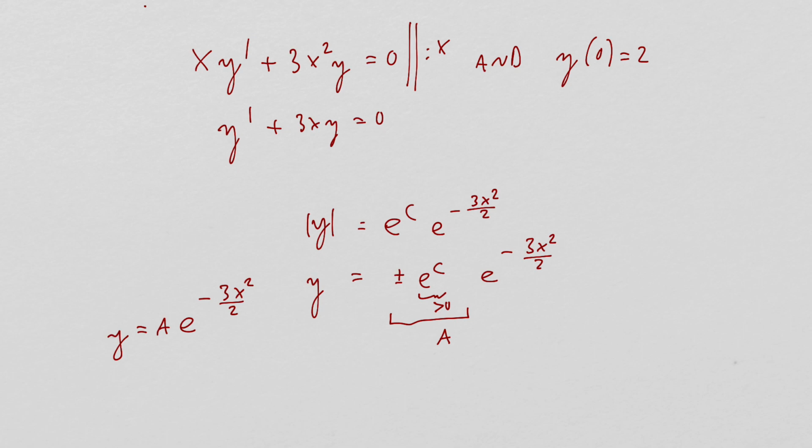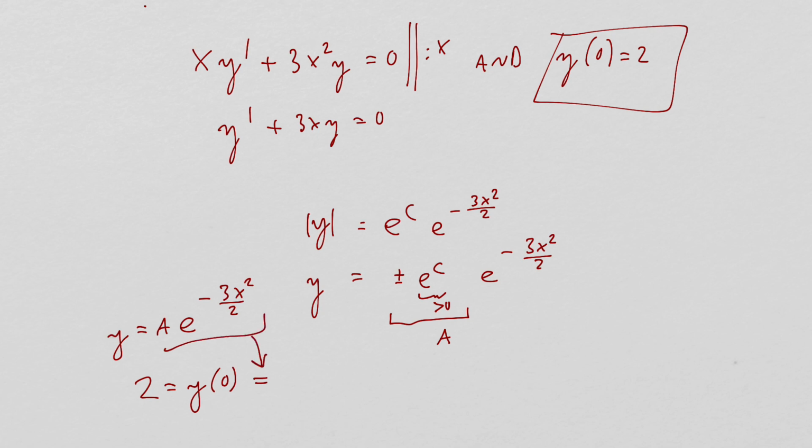Now we have the initial condition here. So 2 is the value of y at 0. By using the formula, the value of y at 0 is a times e to power 0. e to power 0 is 1, so this is a. We just got that a is equal to 2. So the solution of the initial value problem is y of x is 2 times e to power minus 3x squared divided by 2.